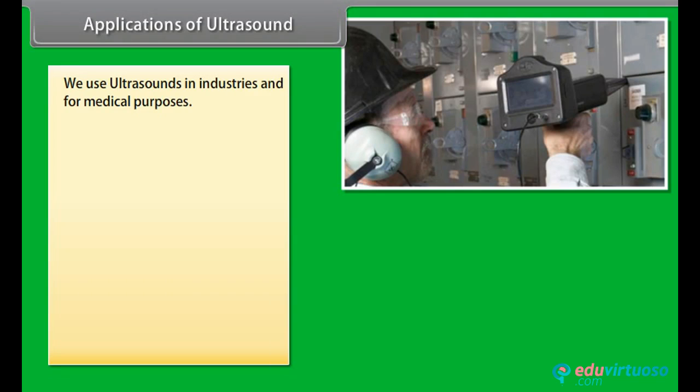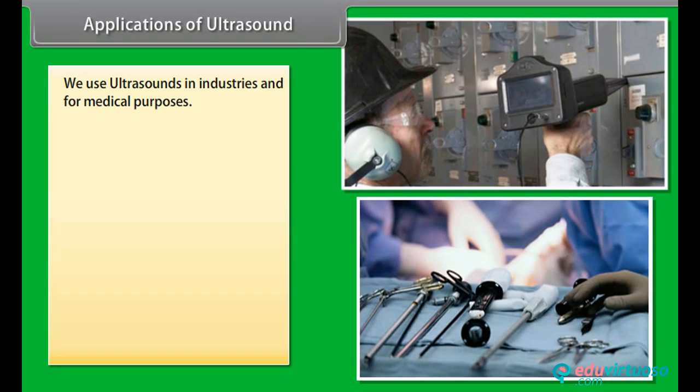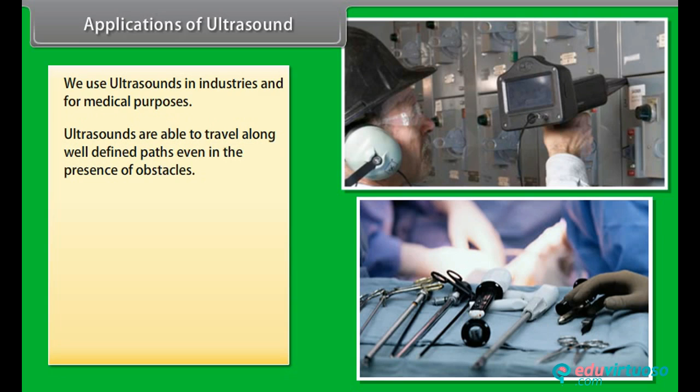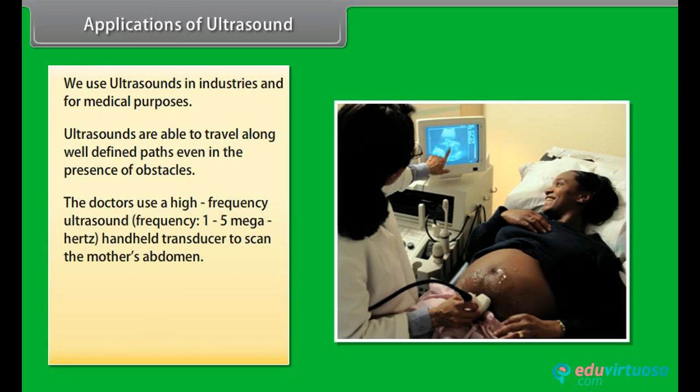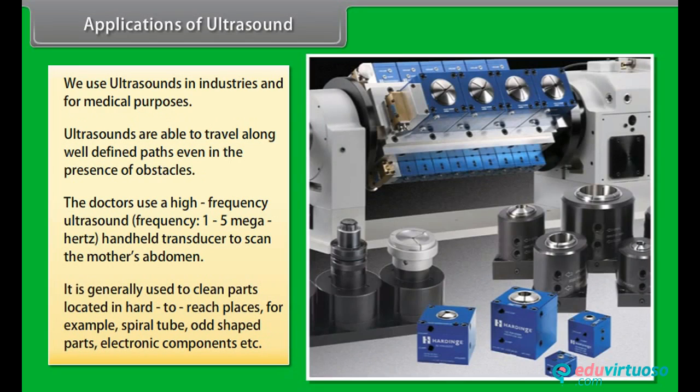Applications of ultrasound. We use ultrasounds in industries and for medical purposes. Ultrasounds are able to travel along well-defined paths, even in the presence of obstacles. The doctors use a high-frequency ultrasound handheld transducer to scan the mother's abdomen. It is generally used to clean parts located in hard-to-reach places, for example, spiral tubes, odd-shaped parts, electronic components, etc.